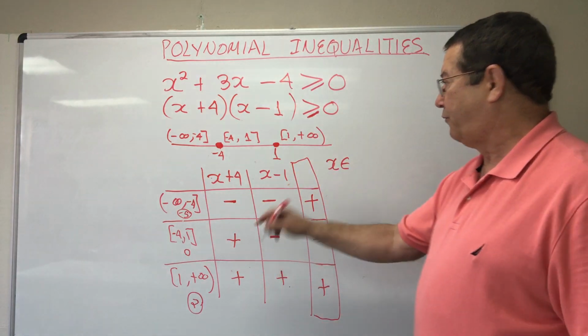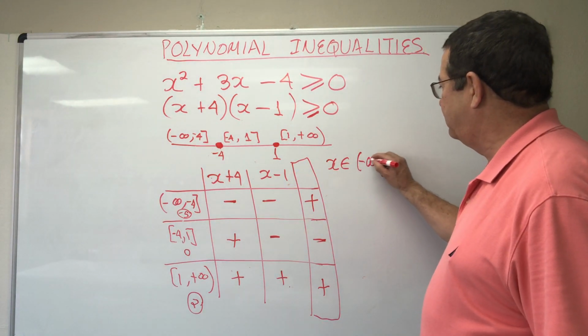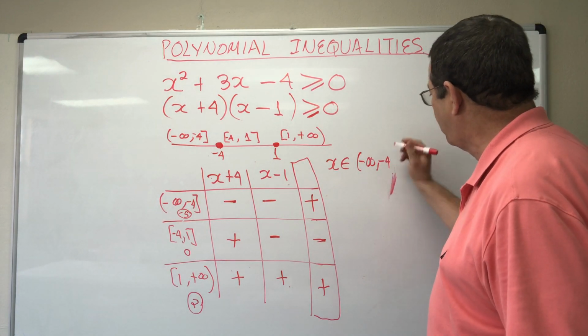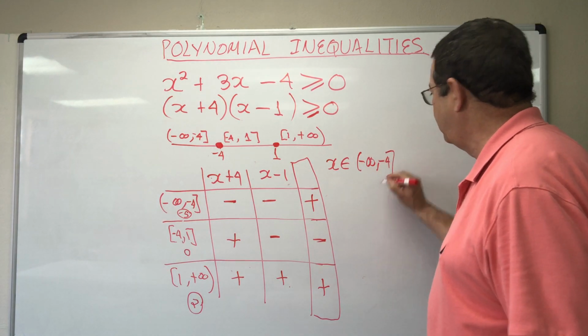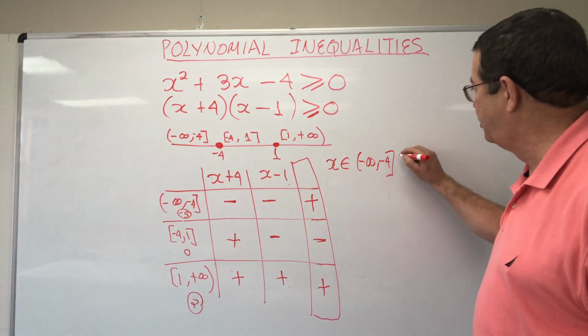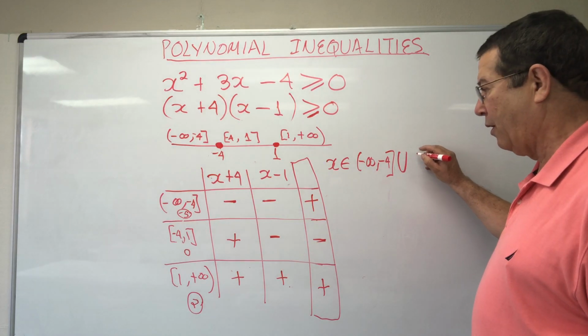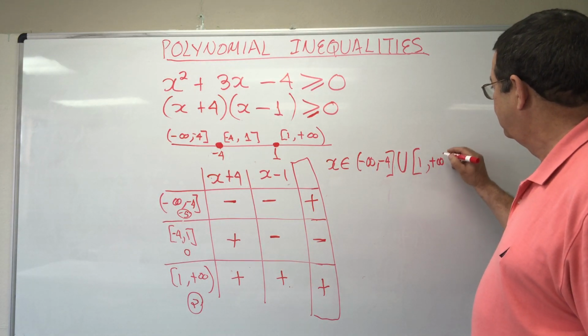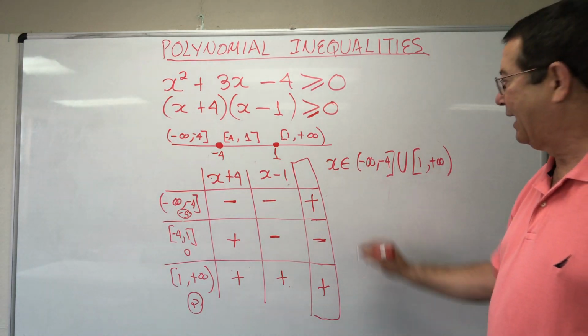You say, from negative infinity to negative 4, and you include 4 because it can be 0. This is the first interval. And another interval is this. You use union. And now I'm going to write 1 to positive infinity, and you have the solution.